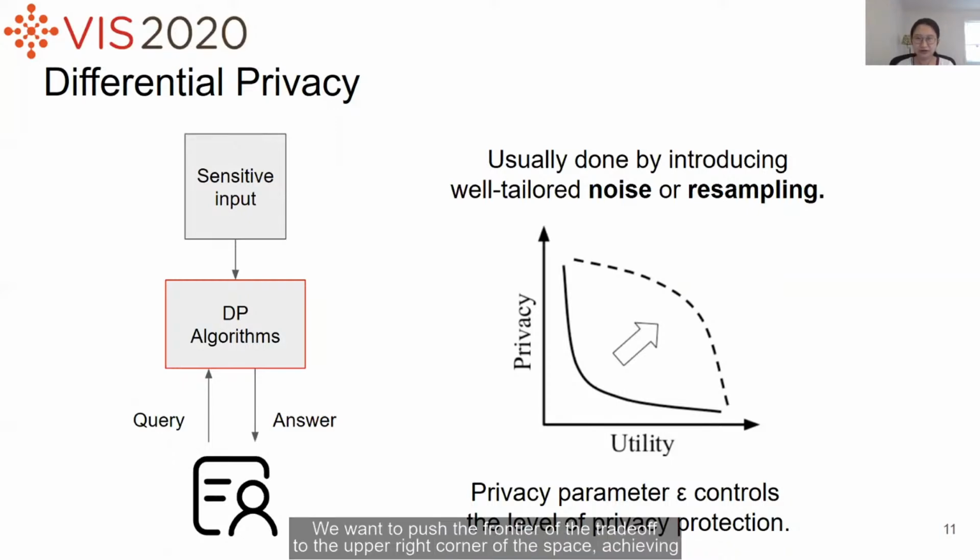We want to push the frontier of the trade-off to the upper right corner of the space, achieving higher utility for the same level of privacy. Epsilon is also called the privacy budget, as an analogy to currency. The more you pay, the more accurate result you tend to get. And one should be careful and wise on spending the budget since it's a limited resource.